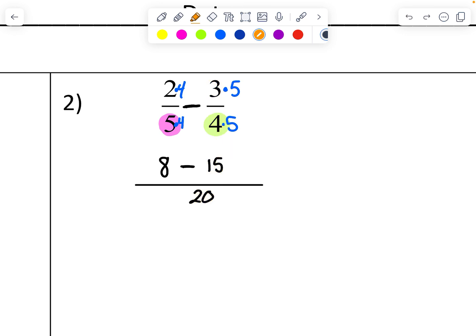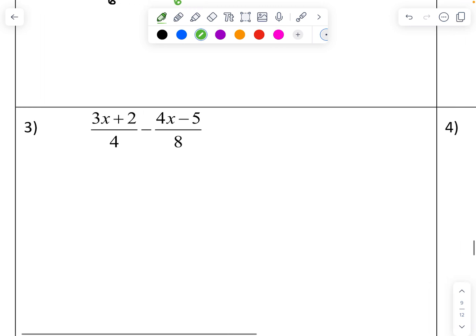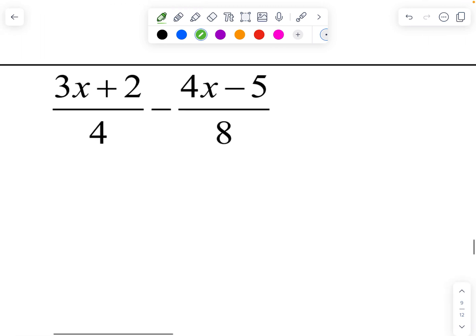Okay, so now that we've done that, we just need to do the math. And the math says to take 8 minus 15. And 8 minus 15 is negative 7, and the denominator is 20. And voila, we are finished. Yes, everything is good. Okay, well that's great. That had no x's in it. So let's come here. Not a problem.